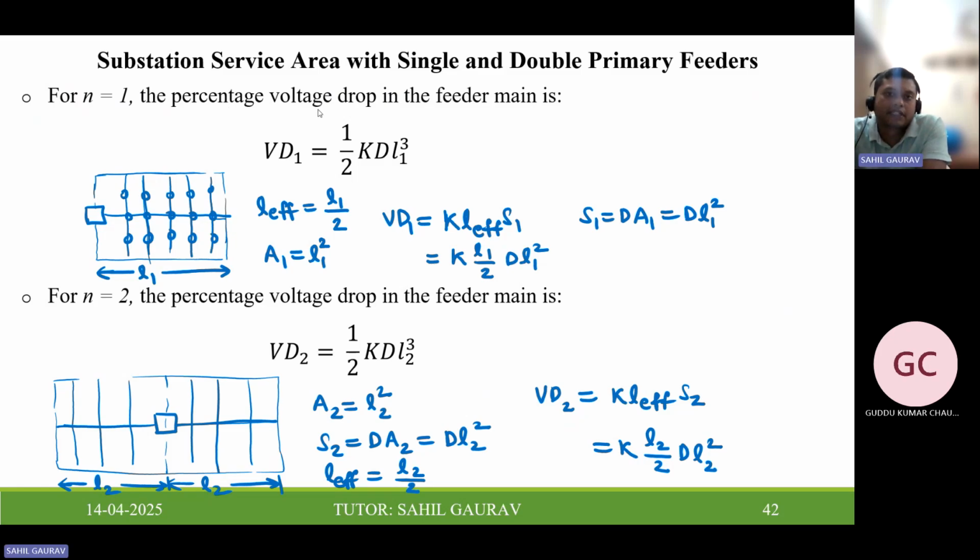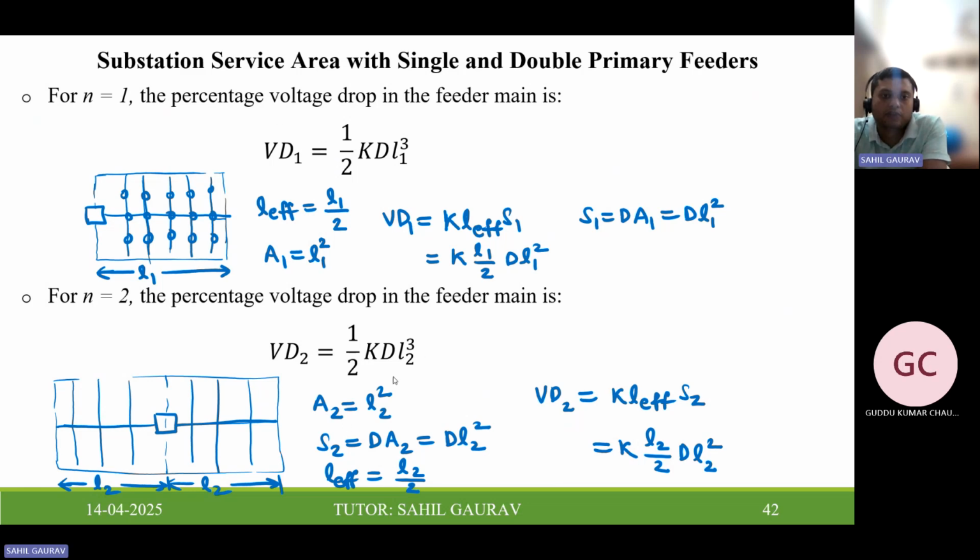Now, substation service area with single and double primary feeders. For single primary feeders, the voltage drop is half of KDLQ. This comes from what we have already seen, which means the effective length is L1 upon 2. So if you substitute voltage drop equal to K L effective into S1, then you will get this expression.